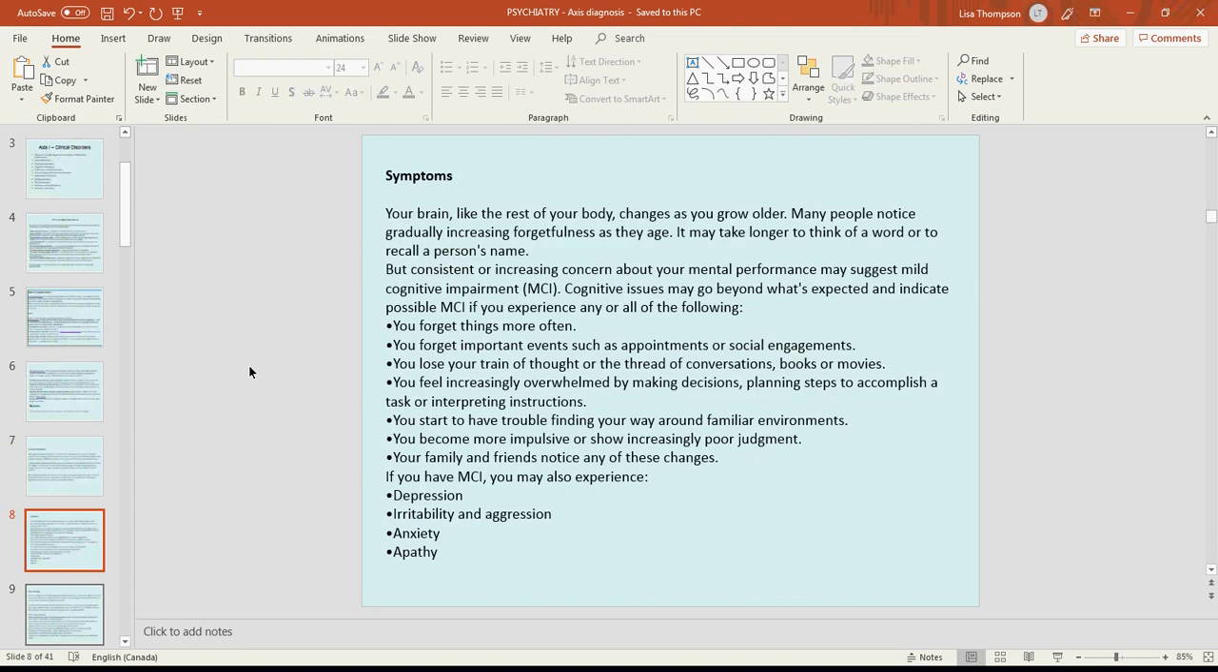You forget things more often. You forget important events such as appointments or social engagements. You lose your train of thought or the thread of conversations, books, or movies. You feel increasingly overwhelmed by making decisions, planning steps to accomplish a task, or interpreting instructions. You start to have trouble finding your way around familiar environments. You become more impulsive or show increasingly poor judgment. Your family and friends notice any of these changes. If you have MCI, you may also experience depression, irritability and aggression, anxiety, and apathy.